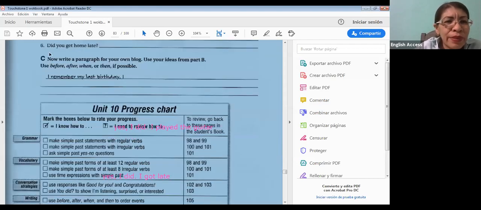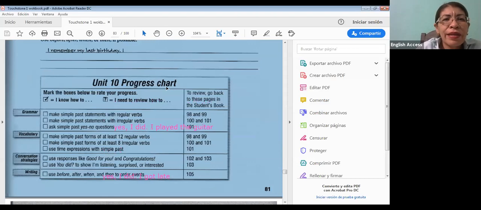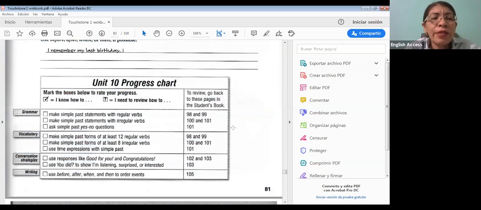Well, we will just keep the letter C. Let's move to the progress chart. Okay, so we can go fast. So this is the progress chart. It says mark the boxes below to read your progress. Remember, this is like a review of the unit 10, and this is your feedback, okay? A personal feedback. So let's start with the grammar. Number one, make simple past statements with regular verbs. Remember, regular verbs are the ones with ed endings, like opened, walked, watched.